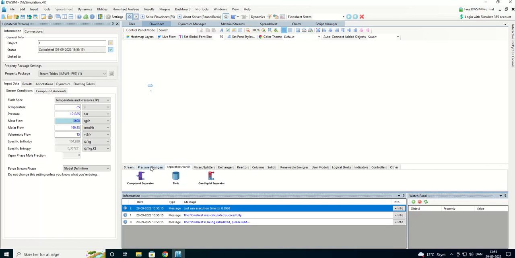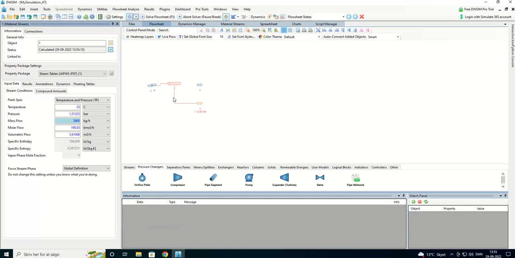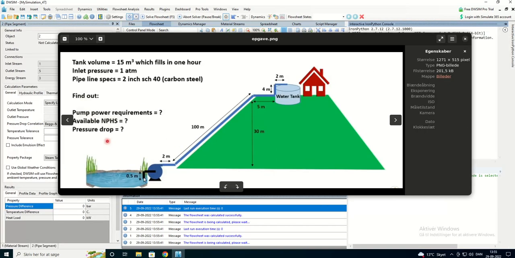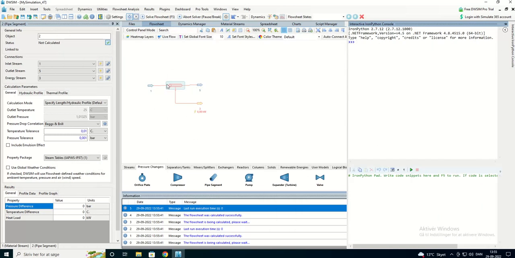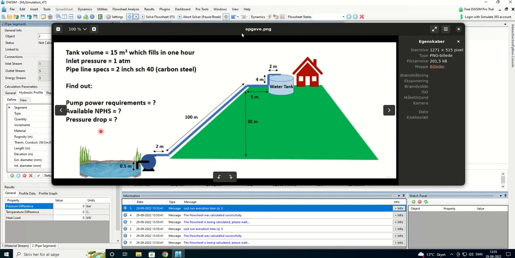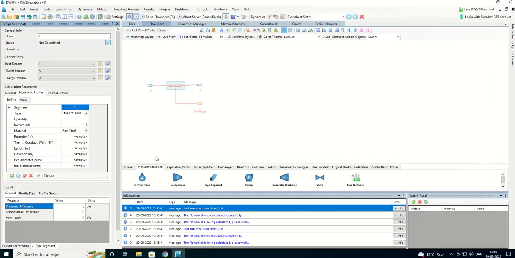I'll add a pipe segment, and we had half a meter of pipe to the inlet of the pump. And it was carbon steel. So I'll use carbon steel and 0.5 meters, and the elevation was 0.5 meters, and we had 2-inch pipe here.